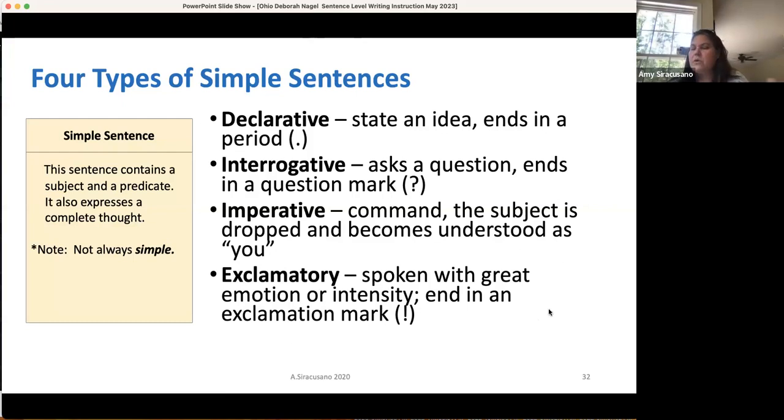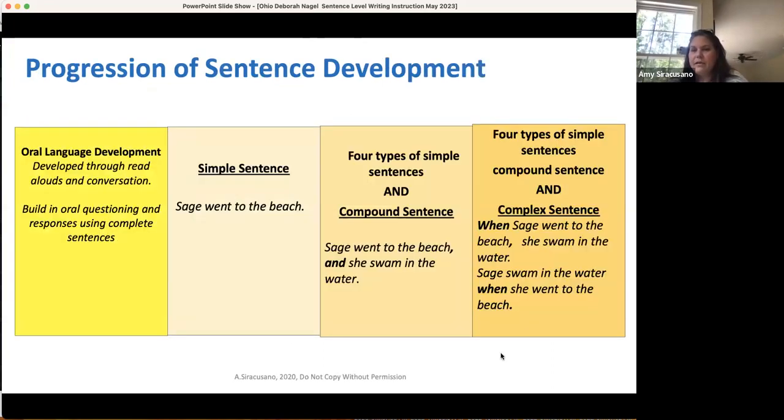Other questions or comments? So in looking at this progression, I just want to ask you, what is happening in your district, in your schools? What are you guys seeing? Just to kind of share as a group, what are you noticing that's happening or not happening?